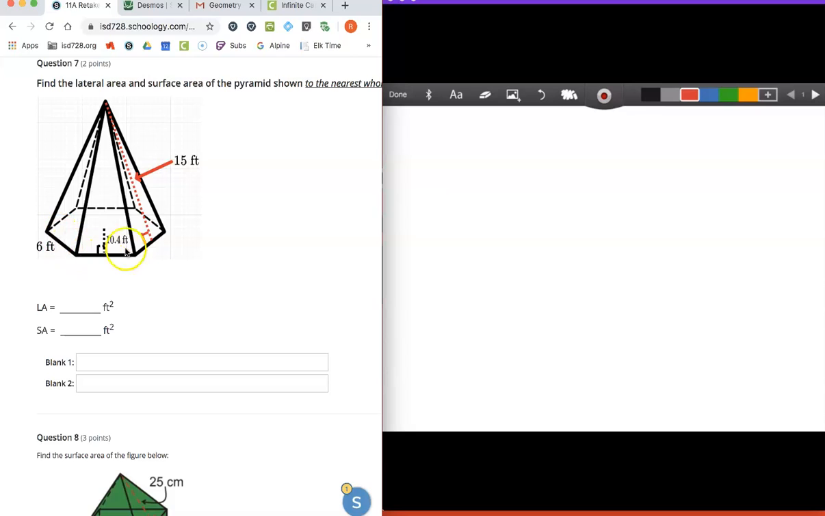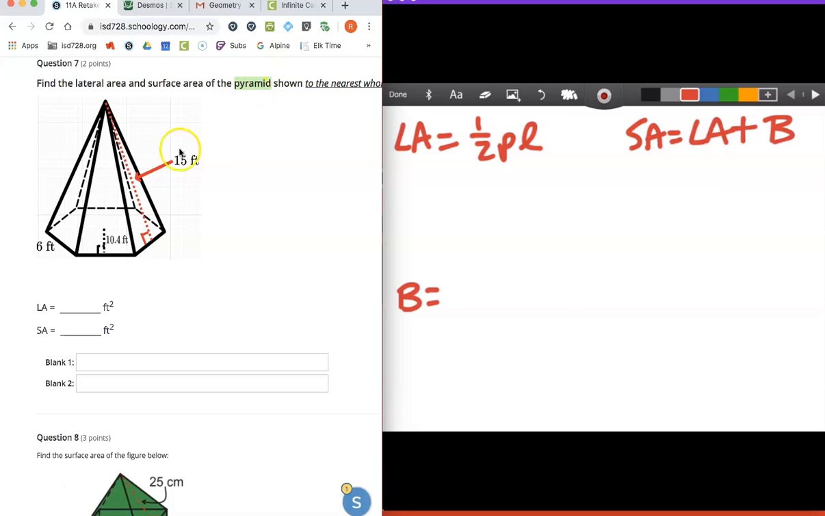The base is now a regular polygon. Okay, so it's a regular hexagon for this one. So what changes is, first thing I would do is say, okay, pyramid is right there in the directions. I'm going to copy down the formulas for that. 1/2 PL, and then surface area is just LA plus whatever B is. Okay, B is what is different this time. The bottom is a regular polygon. The formula for that is 1/2 ASN. We should have everything we need here.